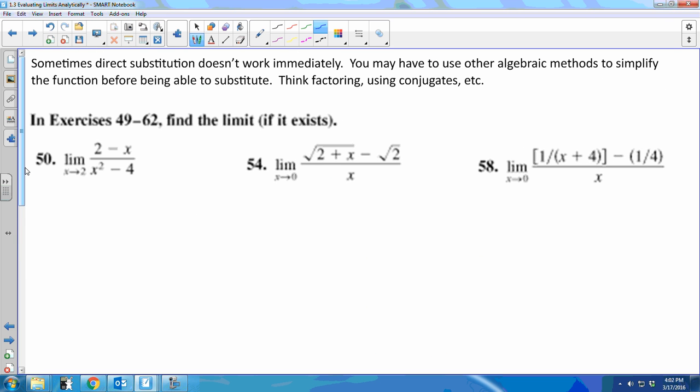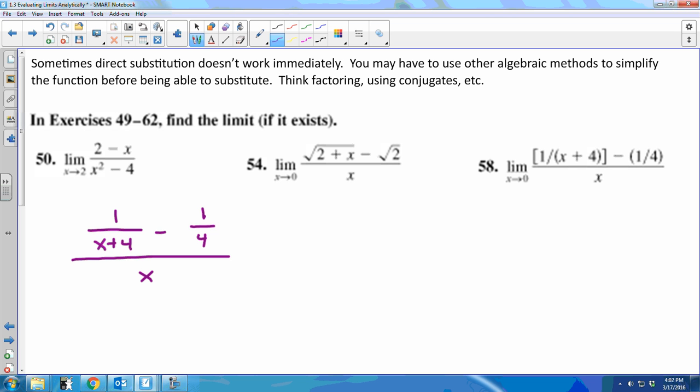Last one on this page, on this slide. Again, we're looking for the limit as x approaches 0, but if I put 0 into the denominator, we're dividing by 0, so that's an issue. Now I'm going to rewrite this without the brackets. So we have the function (1 over x plus 4 minus 1/4), all over x.